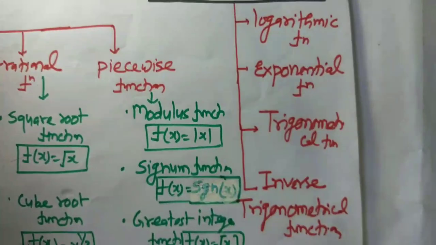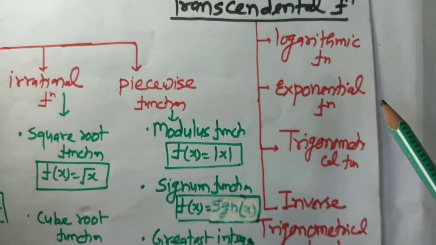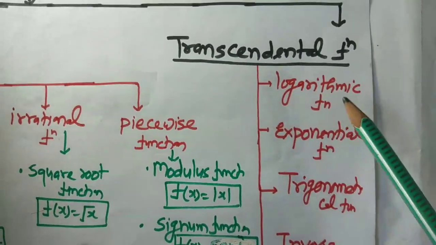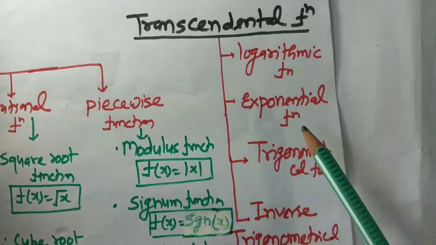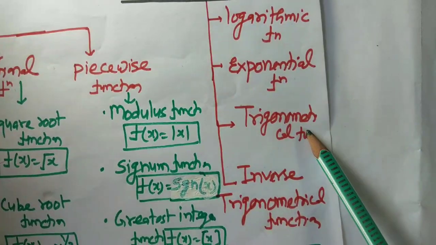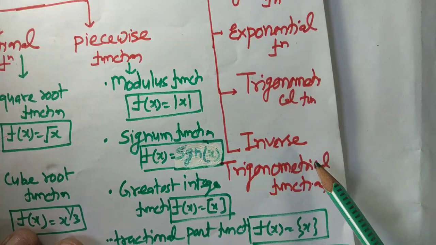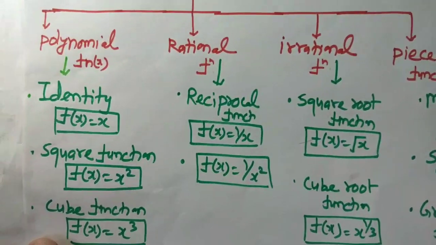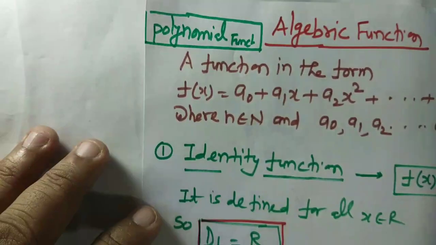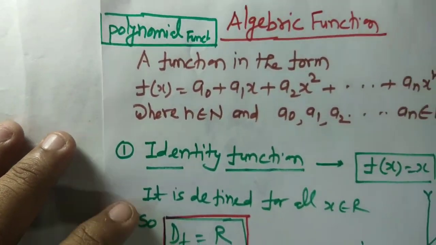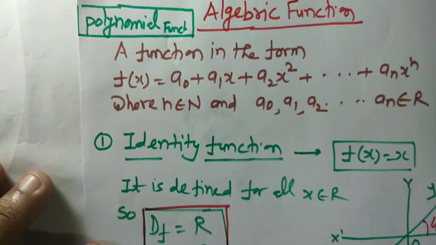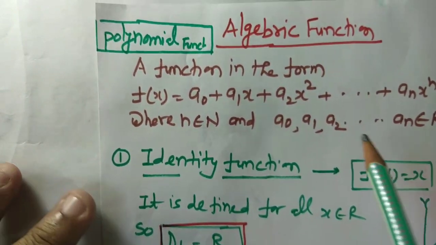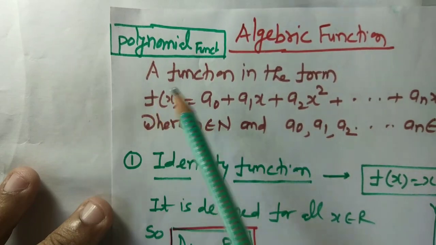Then we have transcendental functions. A function which is not algebraic is known as transcendental, like logarithmic function, exponential function, trigonometrical functions, and inverse trigonometrical functions. So now let us explain one by one all these polynomial functions and the other algebraic and transcendental functions. We are discussing domain, range, and their graphs. First, algebraic function; first, polynomial function.